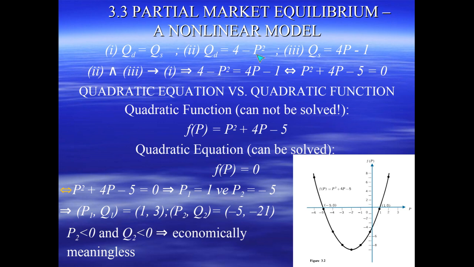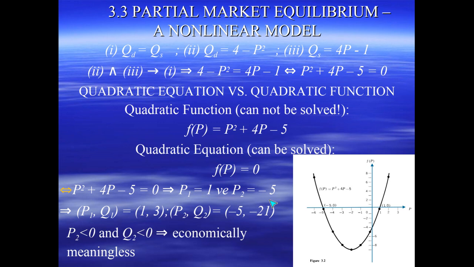And the second equilibrium is minus 5 times minus 5, which is 25. 4 minus 25 is minus 21. So we obtain P2 Q2 star, or P2 equilibrium Q2 equilibrium, minus 5 minus 21. And of course, we accept the first one, P1 star Q1 star, the first equilibrium, but we discard the second equilibrium because the price and quantity are negative.